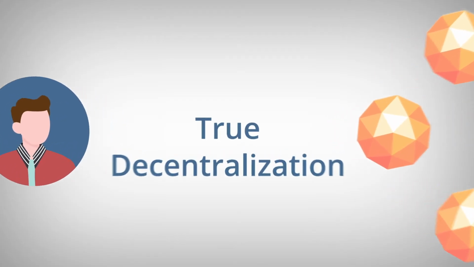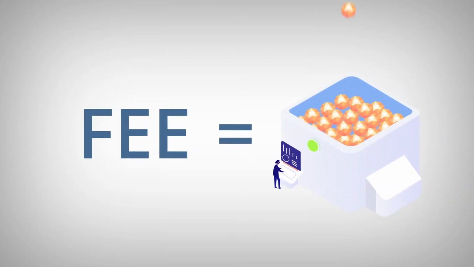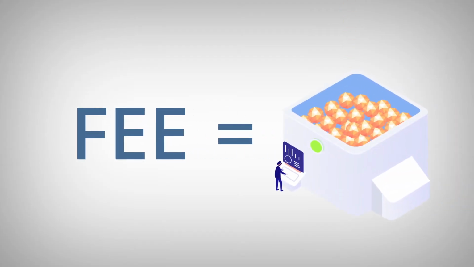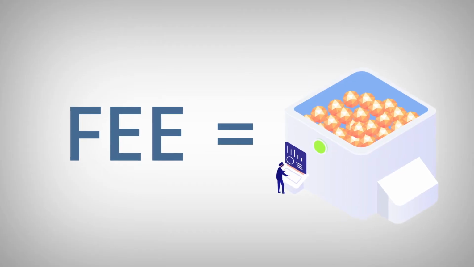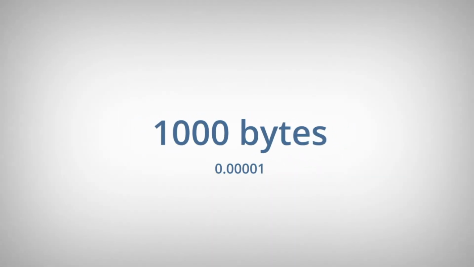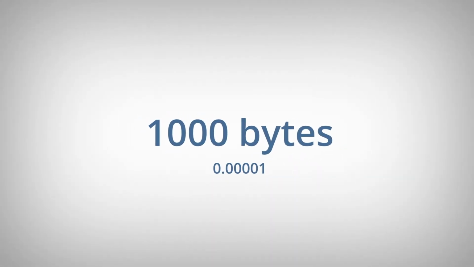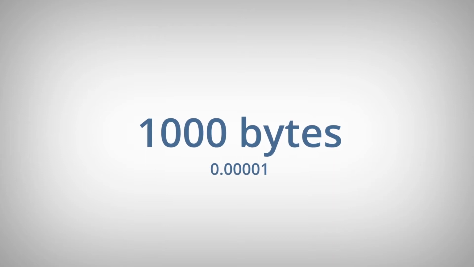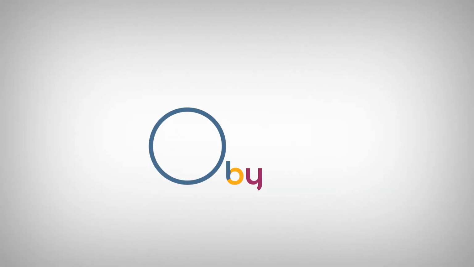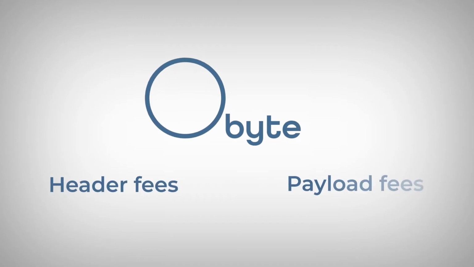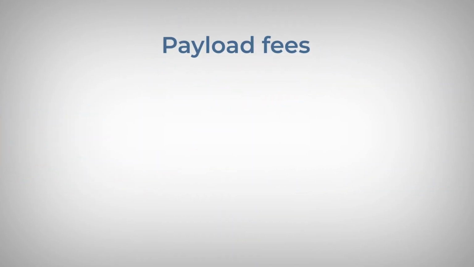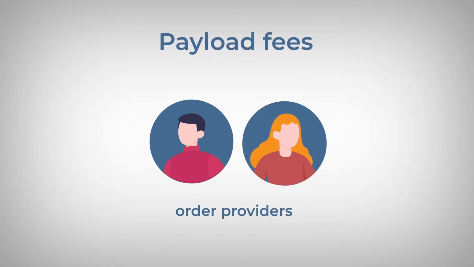While there are no miners in Obyte, there are still fees. The fees are equal to the amount of storage needed to store your transaction on the ledger, ensuring the fees are always predictable. An average fee is about 1,000 bytes, which is less than a fraction of a cent. In the background, Obyte fees split into two categories: header fees and payload fees. Header fees can be collected by users, but payload fees can only be collected by order providers.